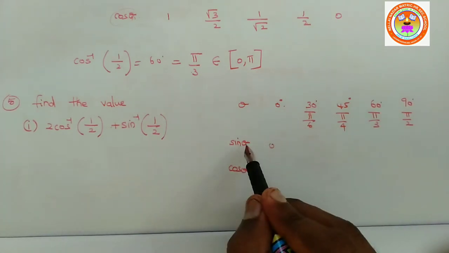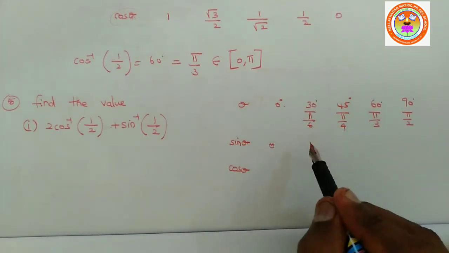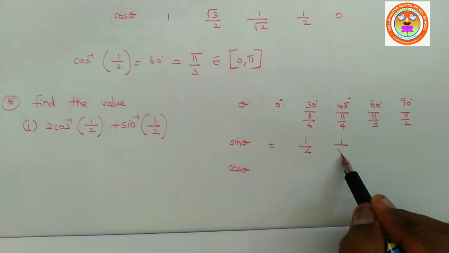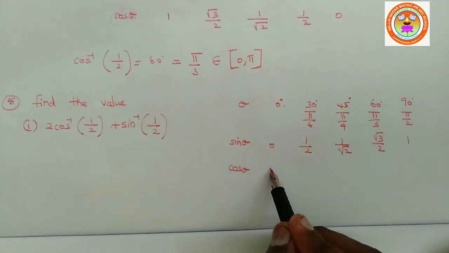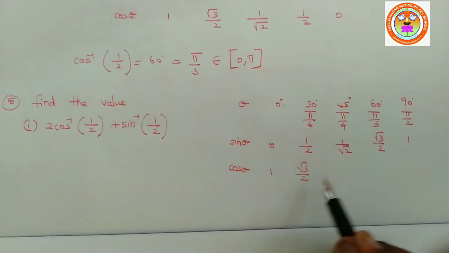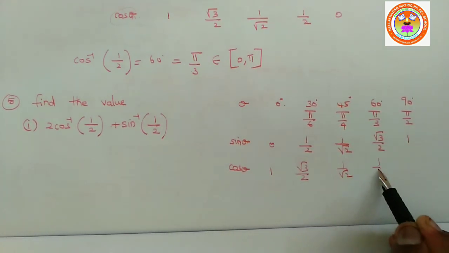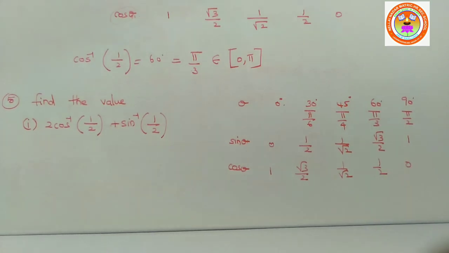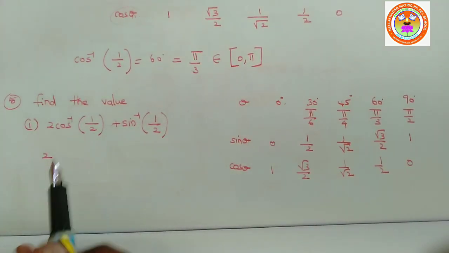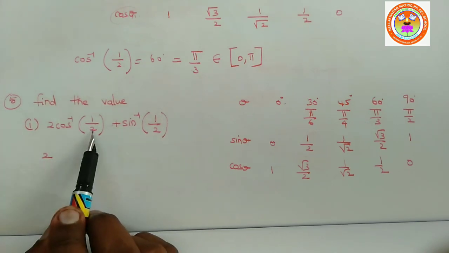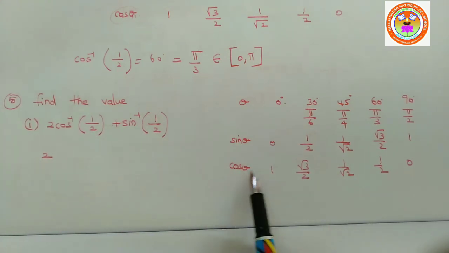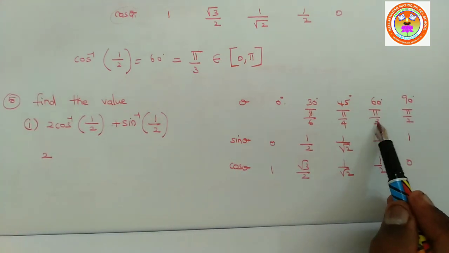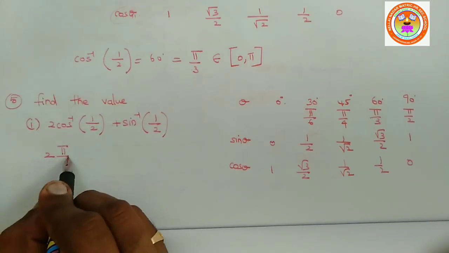Sin 0 is 0. Sin 30 or pi by 6 is 1 by 2. Next 1 by root 2. Next root 3 by 2. Next 1. Then for cos: root 3 by 2, 1 by root 2, 1 by 2 and 0. See, 2, write 2 as it is. Cos inverse is followed by value. Cos inverse of 1 by 2 is nothing but pi by 3. 2 into pi by 3.